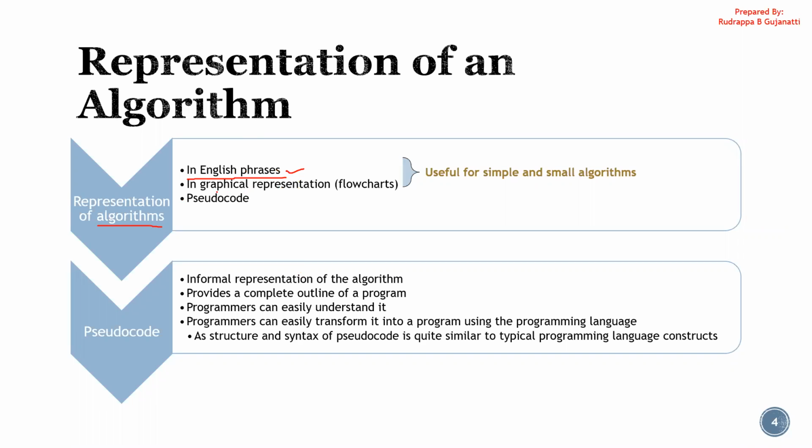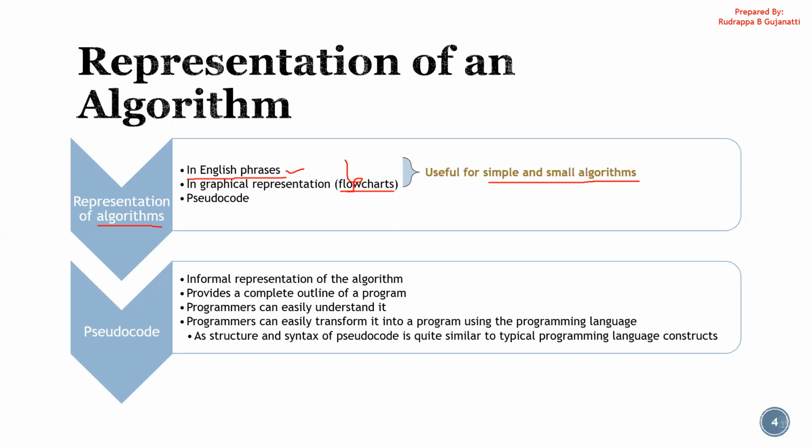Then apart from that, you can use flowcharts, which are basically the graphical representation of the implementation of the algorithm. Now, these two will be useful if the algorithms are small and simple. If the algorithms fall into a complex category, that is, if you have to perform some operation wherein the algorithm leads to complexity, then we have to look for representing the algorithm in a different form.